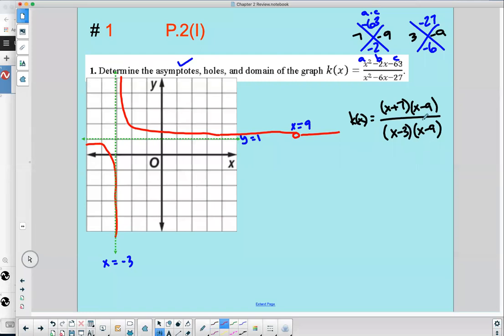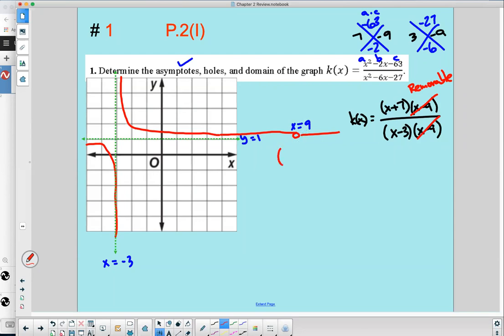And so here's where the hole comes from. The hole comes from whenever you cross out a factor. You see how the x minus 9? That's going to be the hole or the removable. You could also call it removable discontinuity. Removable, because we removed it. And so that's why it was x equals 9, because inside lies. And if you want to know the y value, you'd plug that in.